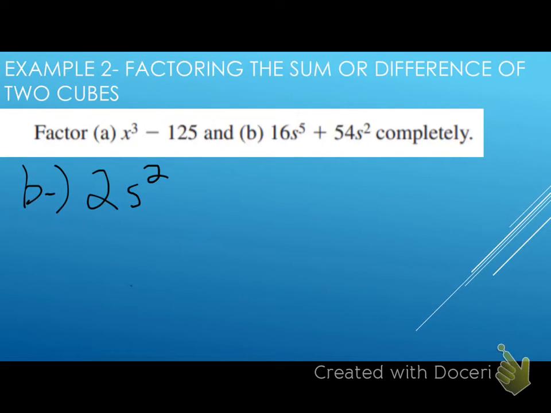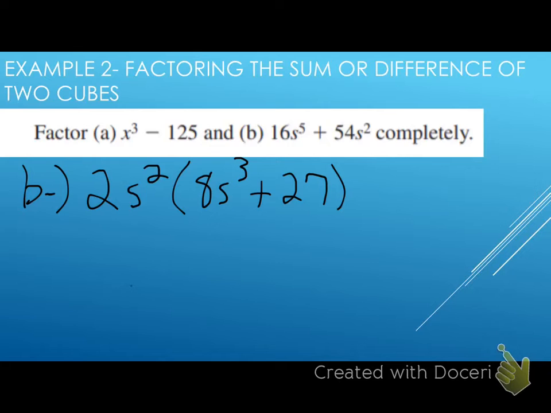2s squared times what will give me 16s to the 5th? 8s cubed. 2s squared times what will give me 54s squared? 27. Everyone okay with that? I now got two polynomials, 2s squared, 8s cubed plus 27. Can either of those polynomials be factored further?